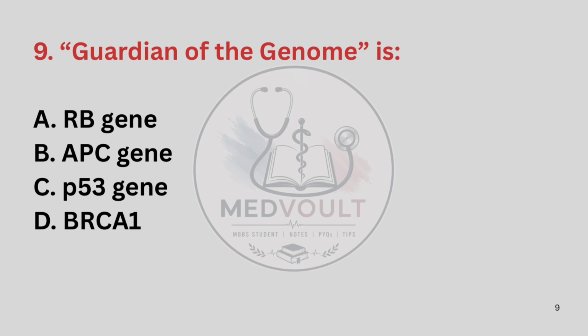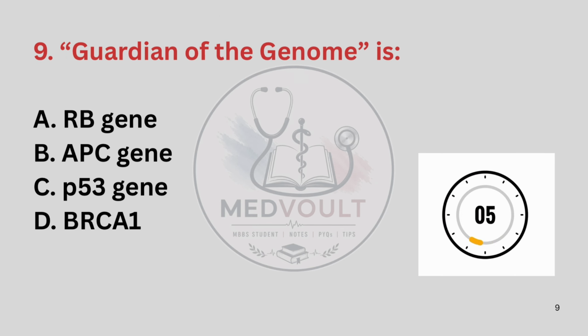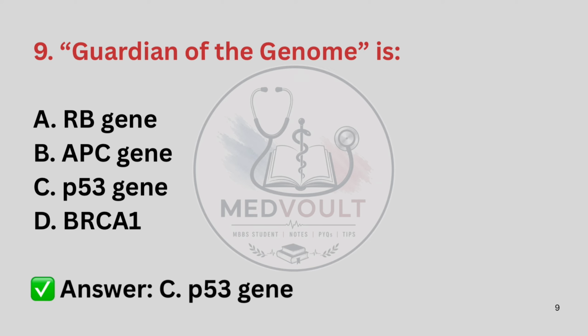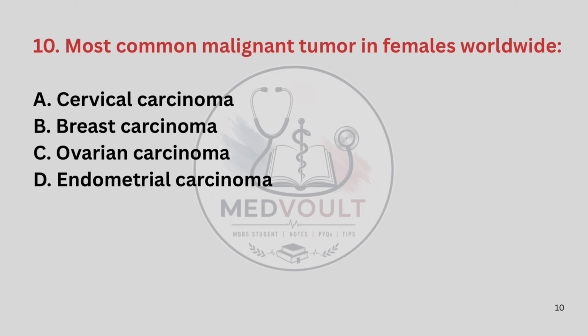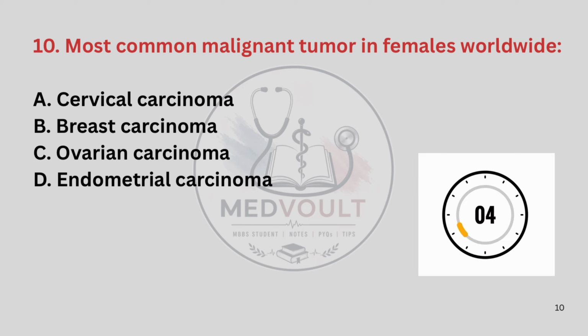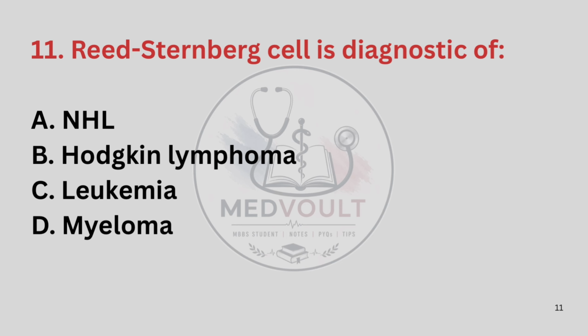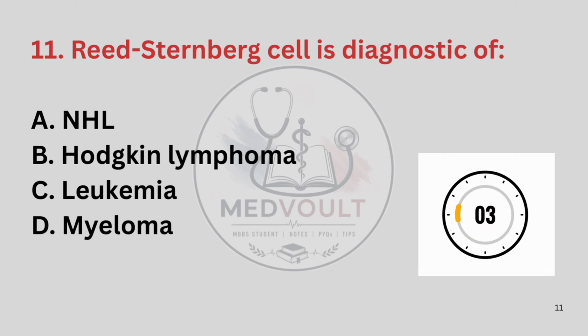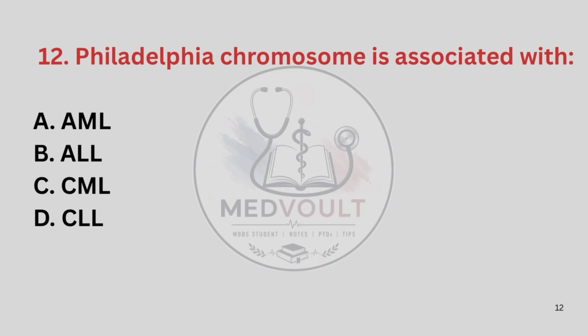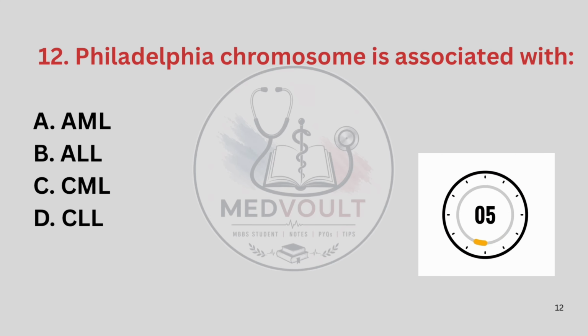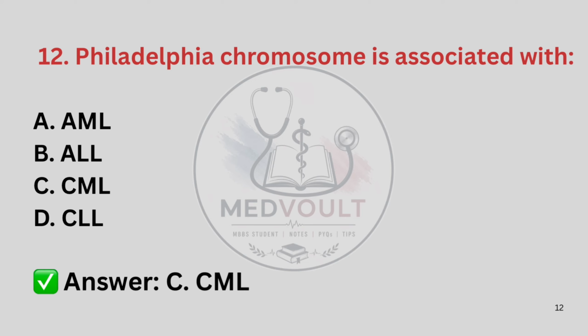Answer is P53. Guardian of the genome is RB gene, APC gene, P53 gene, BRCA gene. P53 gene. Most common malignant tumor in females worldwide: cervical carcinoma, breast carcinoma, ovarian carcinoma, endometrium carcinoma. Answer B. Breast carcinoma. Reed-Sternberg cell is diagnostic of NHL, Hodgkin lymphoma, leukemia, myeloma. Answer is Hodgkin lymphoma. Philadelphia chromosome is associated with AML, ALL, CML, CLL. Answer is CML.